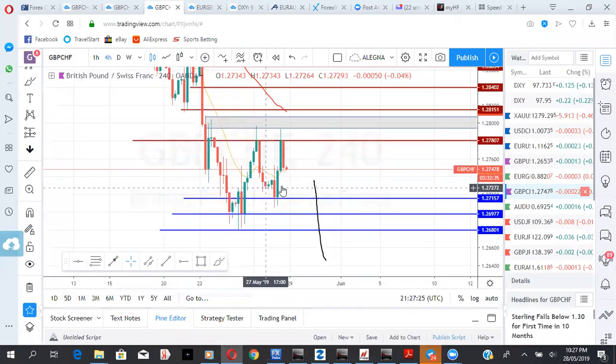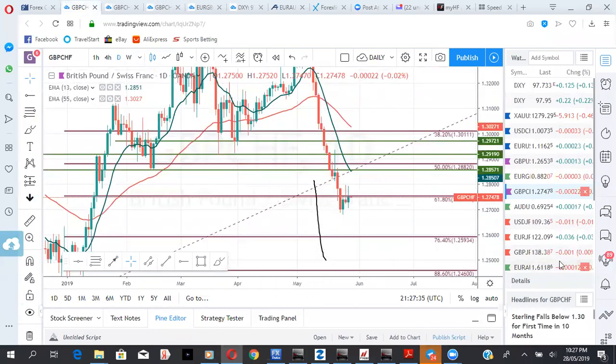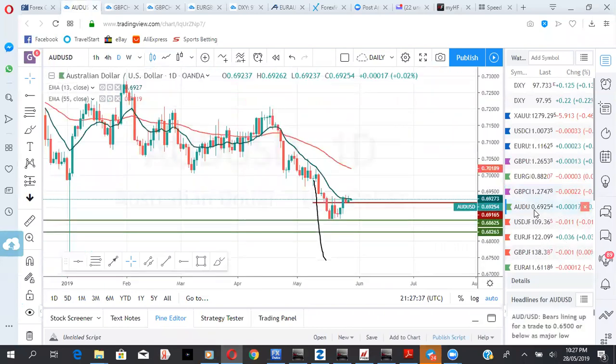Thank you. So we might see a move down on this pair. That's what we might see. So after the GBPCHF, the next pair we're looking at is the AUDUSD.